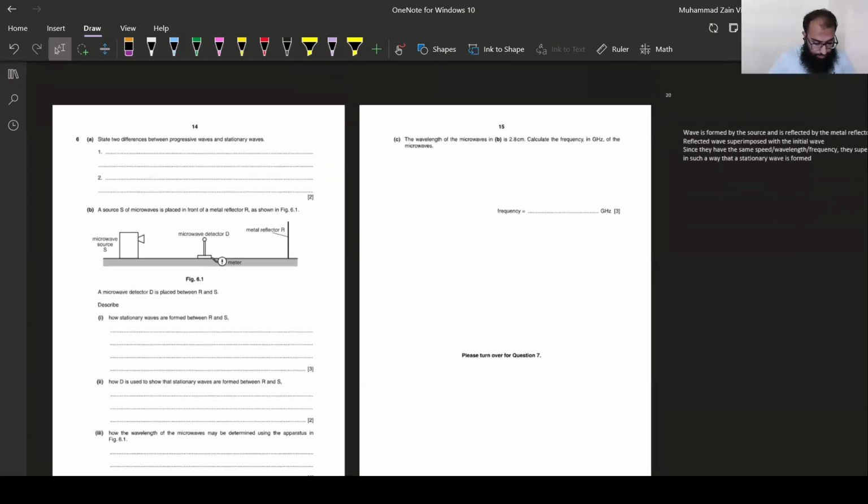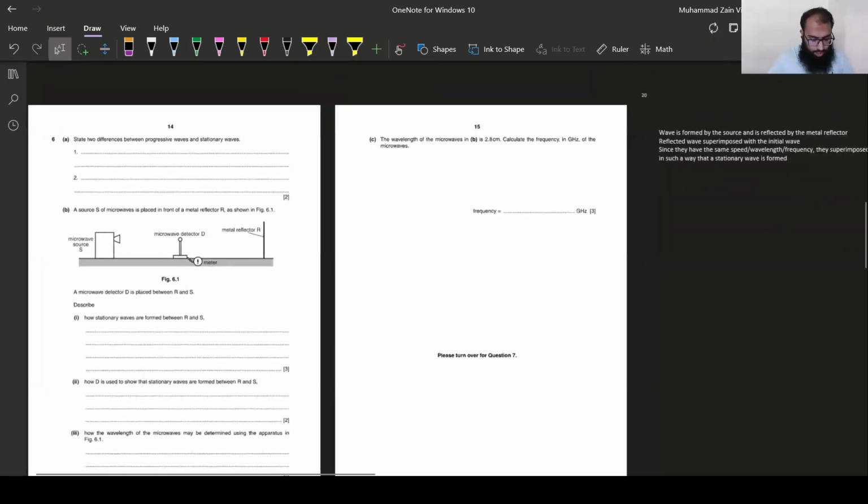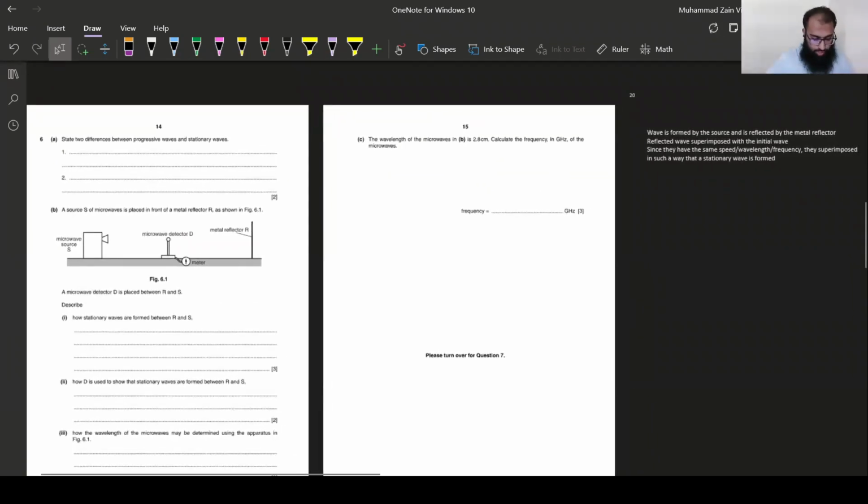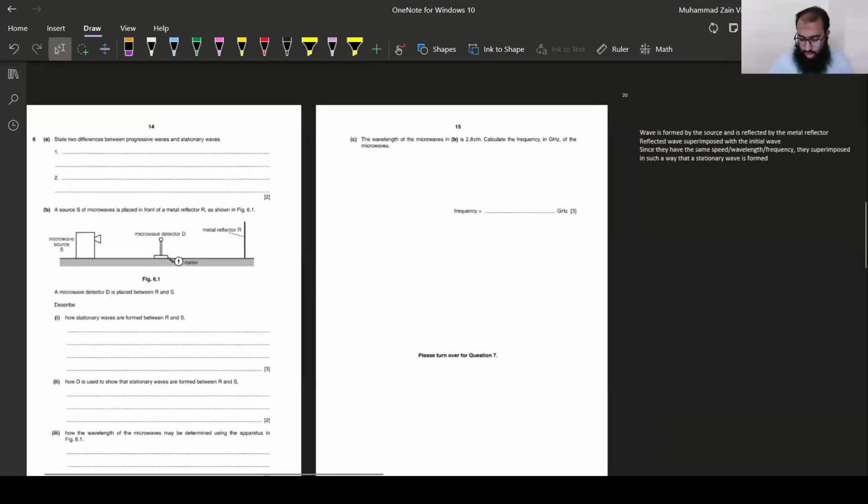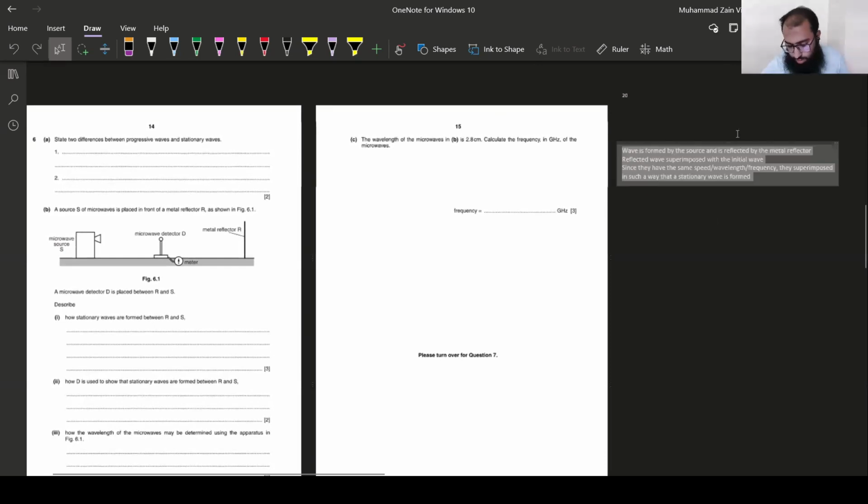So the next part is: describe how stationary waves are formed between R and S. They've told me that there's a stationary wave being formed between R and S, and they're asking me how the wave is formed. It is a 3 mark question, and these 3 points, if you could write it somewhere or have it with you, these would suffice if such a question comes.